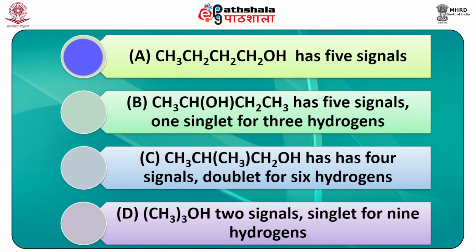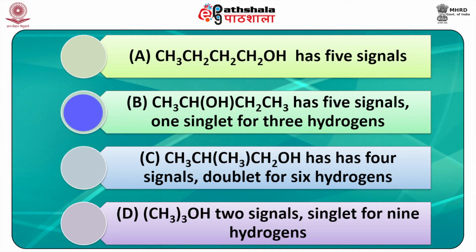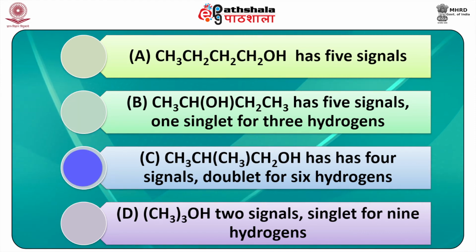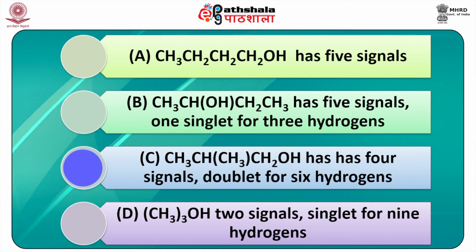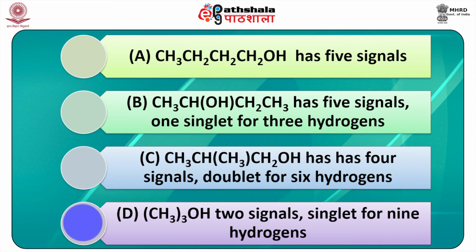The moment the hydroxyl group goes to position number 2, it would show us 4 signals, including 1 singlet for 3 hydrogens. The third isomer, with the methyl group as a substituent, that is (CH3)2CHCH2OH, with the methyl group at position number 2, has 3 signals, a doublet for 6 hydrogens. (CH3)3COH shows 2 signals, a singlet for 9 hydrogens, which will be isomer number 4.